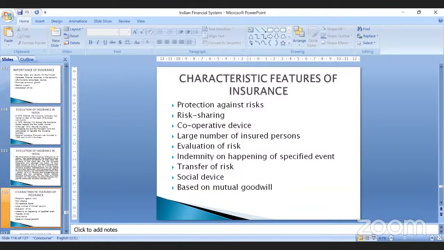Evaluation of risk is done based on what age you are and what factors of health are taken into consideration. The risk is evaluated, and accordingly, an insurance contract is designed for making the insurance payment.